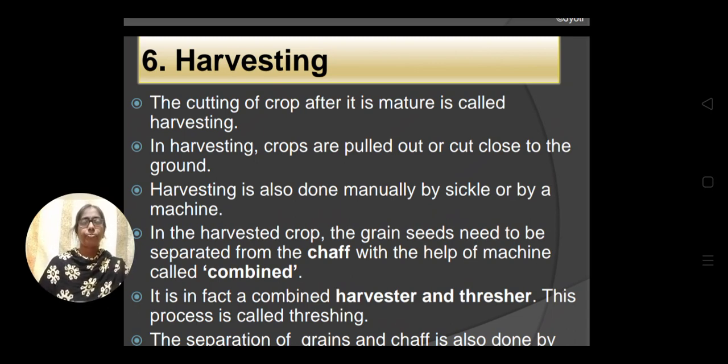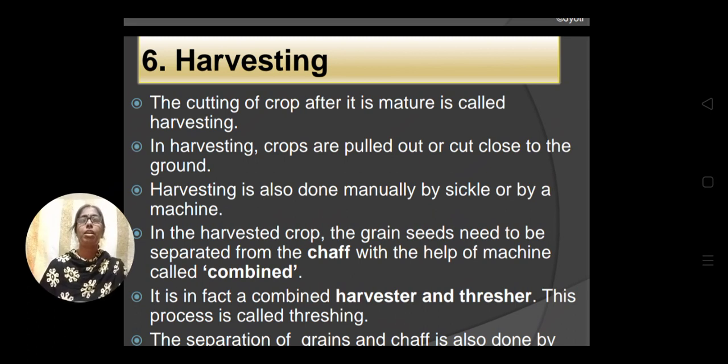The next basic activity is harvesting. After protecting from the weeds, the crops will grow properly, and once the crops are ripe, the crops are cut when they attain maturity, and this is called harvesting. In harvesting, crops are pulled out or cut close to the ground. So you might have seen that in a paddy field, the farmers are cutting the crops close to the ground, and that is harvesting.